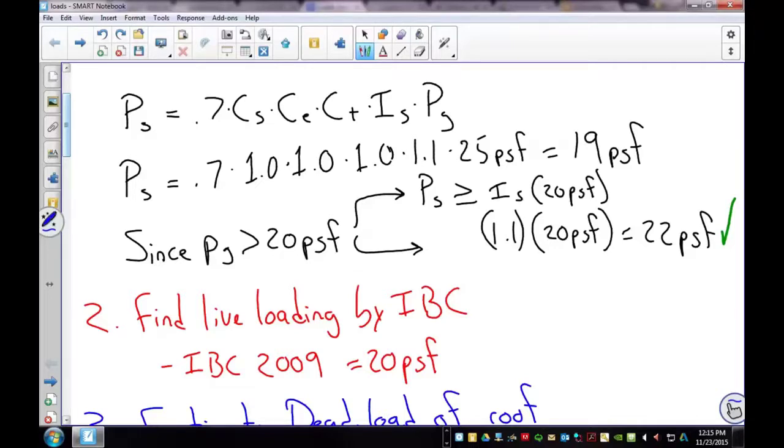Okay, let's look at your Google Doc. Nope, sorry, the other one, the Word document. Flip back and look at that one. Number 1, calculate snow load for our roof. Boom, done. That's over. Number 2, find roof live loading requirement. Okay, so in your notebook, let's write number 2. Find live loading by IBC.